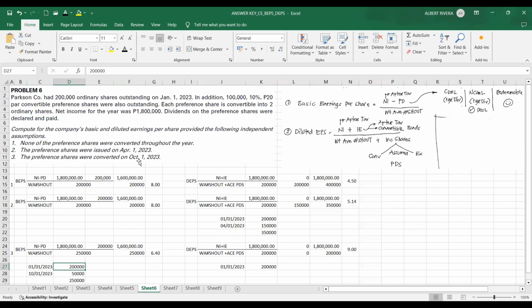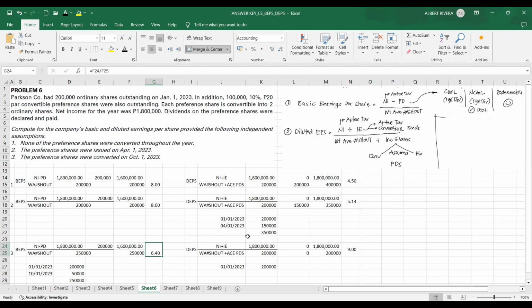Ito, nagkaroon ng actual conversion. So, this is 100,000 times 2, di ba? 100,000 times 2. And the number of months outstanding would be from October to December, times 3 over 12. Okay? Kaya that is 50,000. Your denominator here is 250,000, the weighted number of shares outstanding. So this is 1.6 divided by 250,000. Your BEPS is 6.4. Okay?